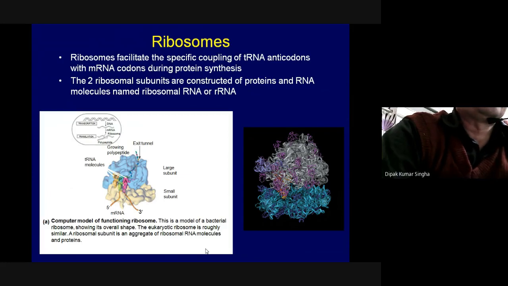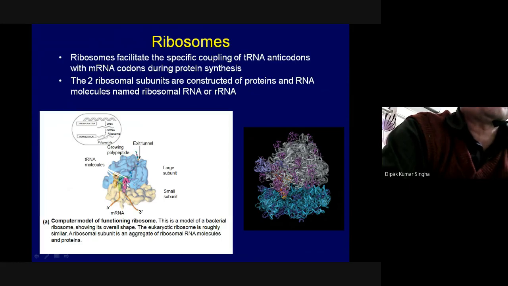This is how it will be translated. Here is the DNA, mRNA, ribosome, translation, and the peptide will be formed. This is the exit site for the growing polypeptide. The sites are E, P, and A: one is the E site, the P site, and here the A site.